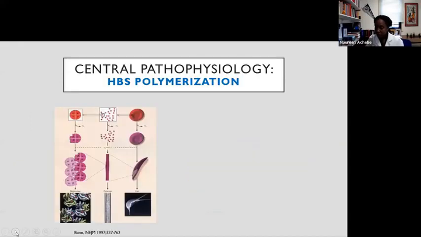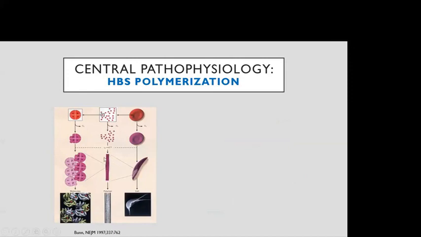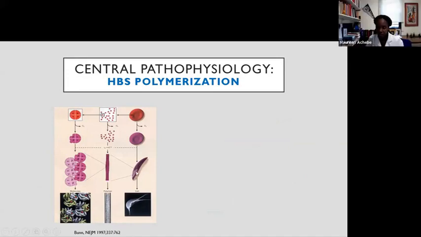We know that when sickle hemoglobin is deoxygenated, it changes conformation so that it allows neighboring hemoglobin molecules to form this 14-strand fiber. And the fiber is stiff and aligns itself in the red cell so that the red cell shows up as a sickle cell.